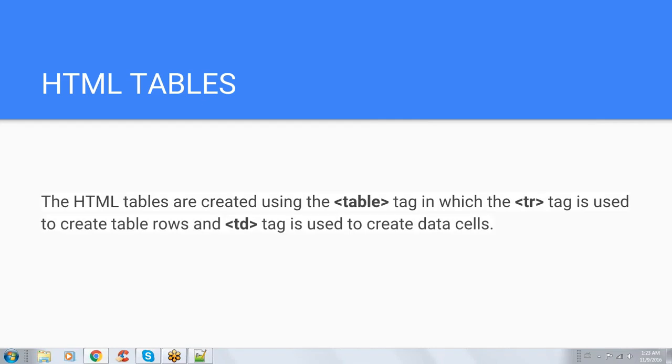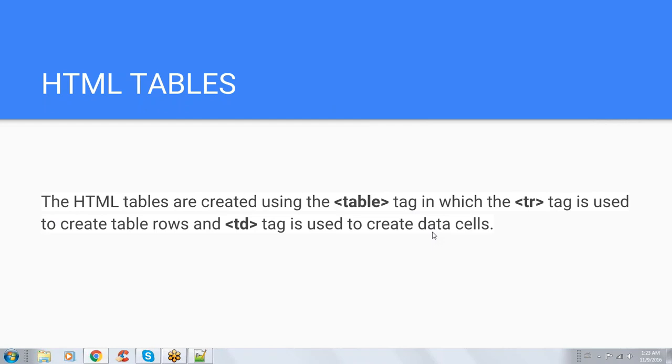Today we are going to discuss HTML tables. HTML tables allow web authors to arrange data like text, images, links, other tables, etc. into rows and columns of cells. HTML tables are created using a table tag, in which the tr tag is used to create the table rows and the td tag is used to create the data cells.